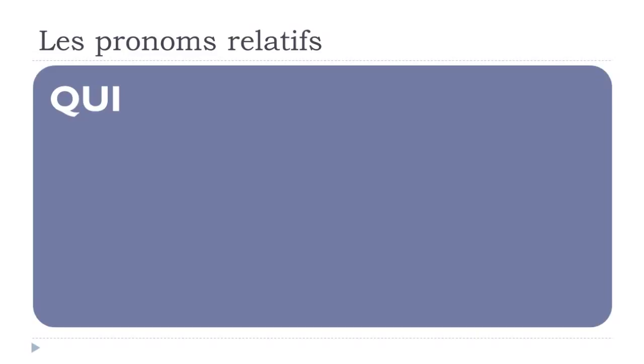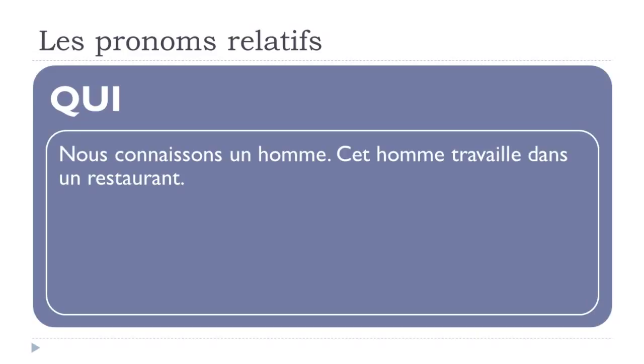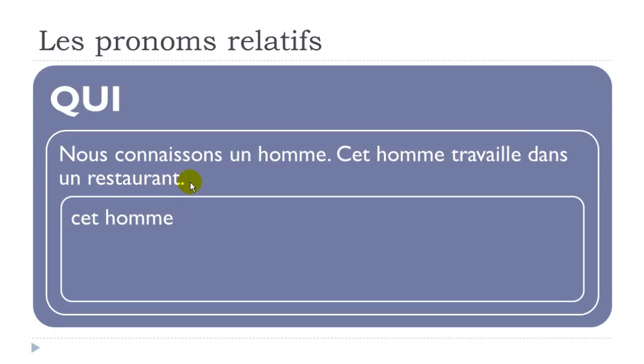So qui. If we take the first example, the first sentence: nous connaissons un homme. Connaître is to know. Nous connaissons un homme. And then we've got the second sentence, cet homme travaille dans un restaurant. It's totally possible to have these two sentences like that. But if you look carefully, we repeat cet homme or un homme.